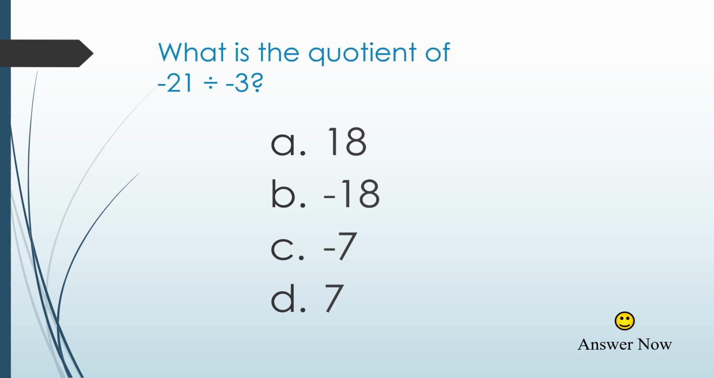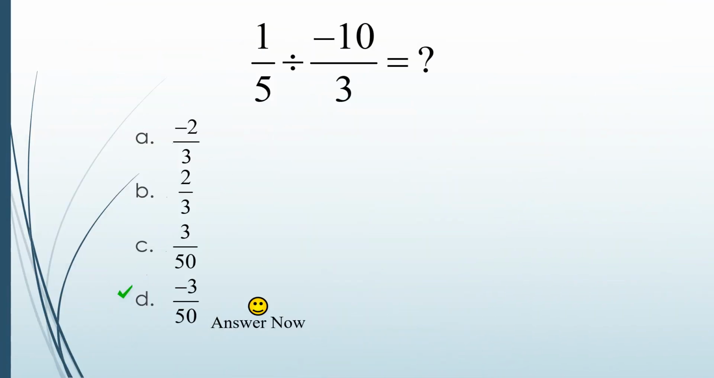Let's try. So, what is the quotient for negative 21 divided by negative 3? Sige nga. That's correct. We have positive 7 kasi po dividing same sign, the result is positive. But this one, 1/5 divided by negative 10/3. What is the result? Again, kukunin natin yung reciprocal ng negative 10/3, maging 3/10. Tapos 1/5 times 3 over negative 3/10. So, magiging negative 3 over negative 50, right? Yes, tama. Letter D.